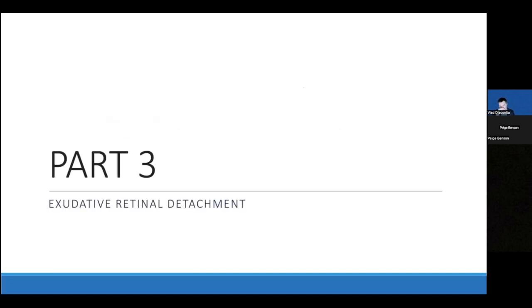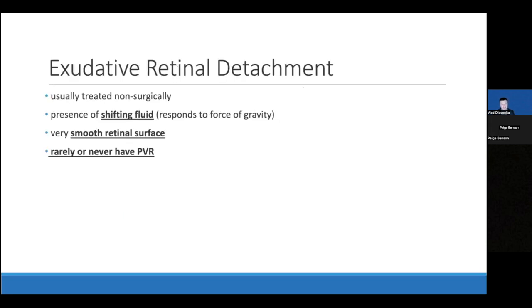And the final one is a different type of detachment completely. It's kind of poorly named perhaps, but it's appropriate in terms of the retina being detached, but it's exudative. And exudative is actually not a form of surgical fix. So you don't usually go in and do surgery. Very rarely do you do surgery for these. Usually these are related to some inflammation or something else going on.